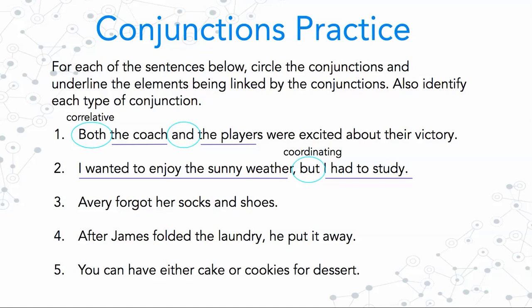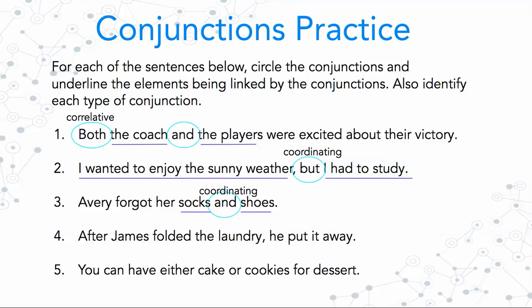Sentence number 3, Avery forgot her socks and shoes. And is linking socks and shoes. Note that these are direct objects or just single words. They can't be their own sentences, which means I don't use a comma in front of and here. This is another coordinating conjunction.